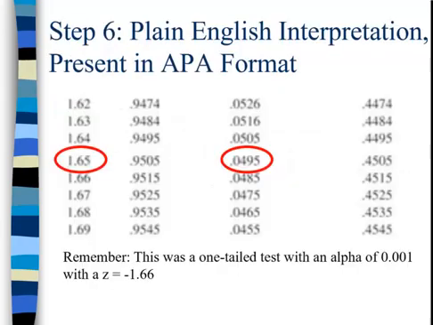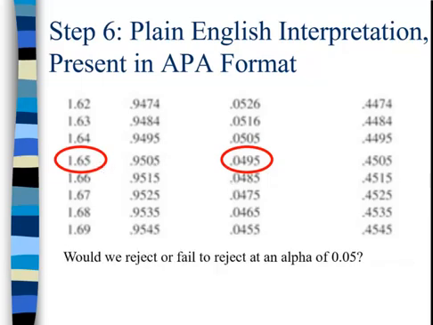Would we reject or fail to reject the null? Well, remember, this was a one-tailed test, alpha of 0.001, a z-score of negative 1.66. This was all in one tail, so if we find the value closest to 0.05 without going over, we know from the previous examples it's 0.0495. That gives us a z-score of 1.65, or really, a z-score of negative 1.65.